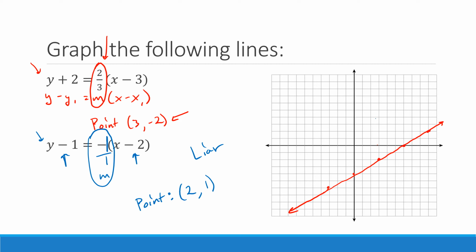I start at the point over 2, up 1, and then my slope: down 1, over 1, down 1, over 1, down 1, over 1. That is a nice line.